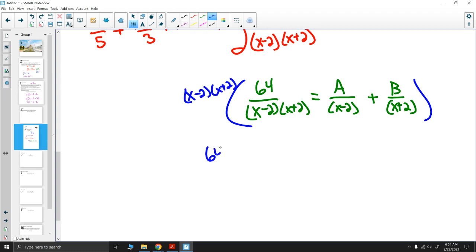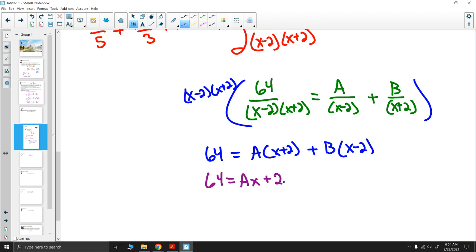We get 64 is equal to a times, the x minus 2's cancel, and we get x plus 2, plus b, the x plus 2's cancel here, and we get x minus 2. All right, so now we're going to distribute this thing, the a's. So we get 64 is equal to ax plus 2a plus bx minus 2b.